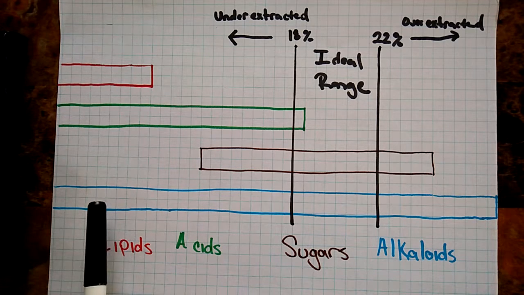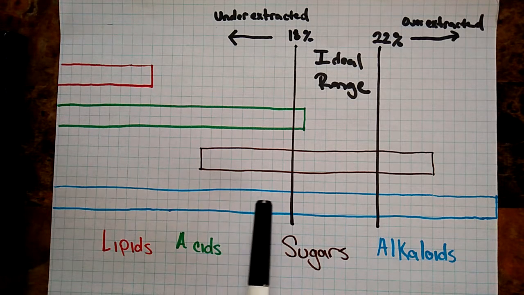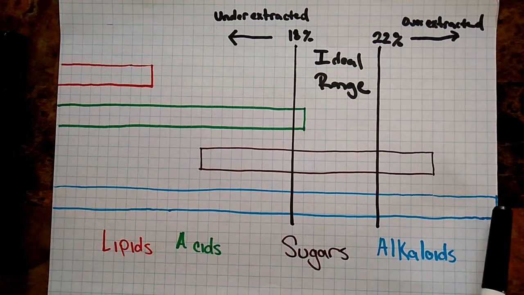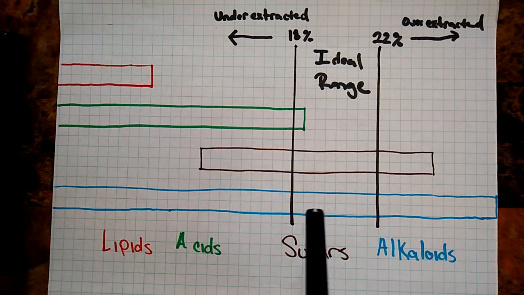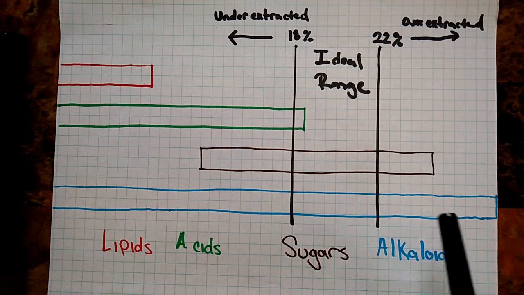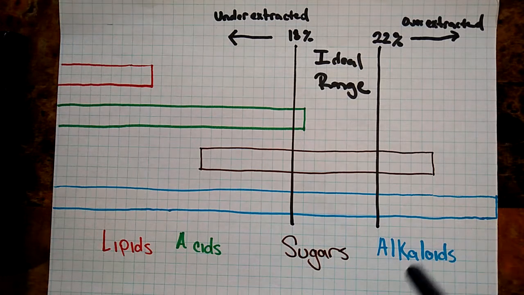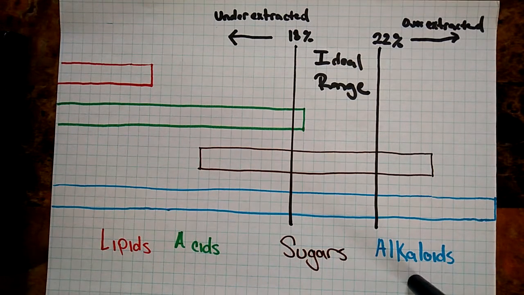Lastly, you have your alkaloids right here. And these are the marathon runners. So they will run as long as that coffee is in contact with water. They run until the coffee is bitter, pretty much. And these are the things that make coffee bitter. Alkaloids, the most popular or most well known alkaloid is caffeine.